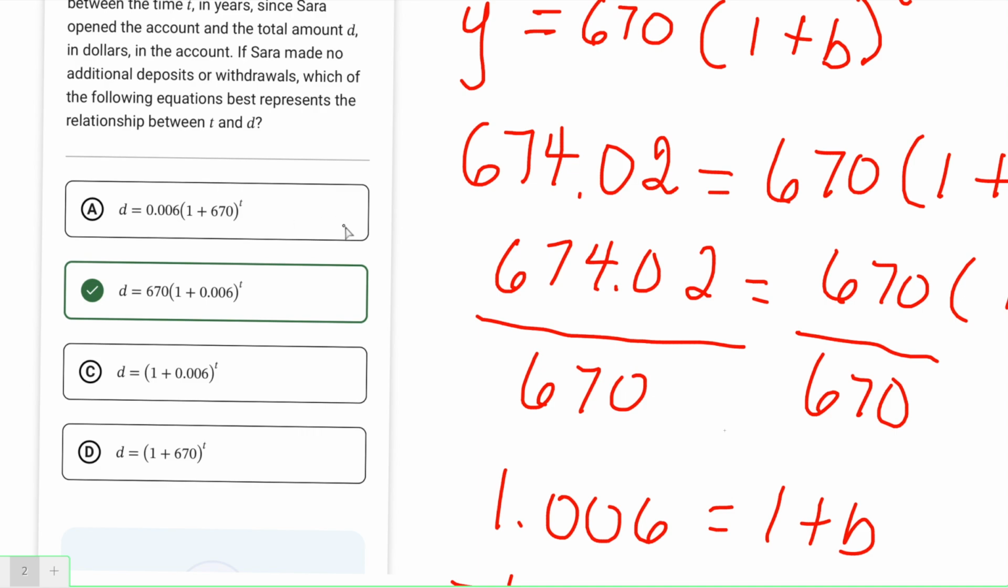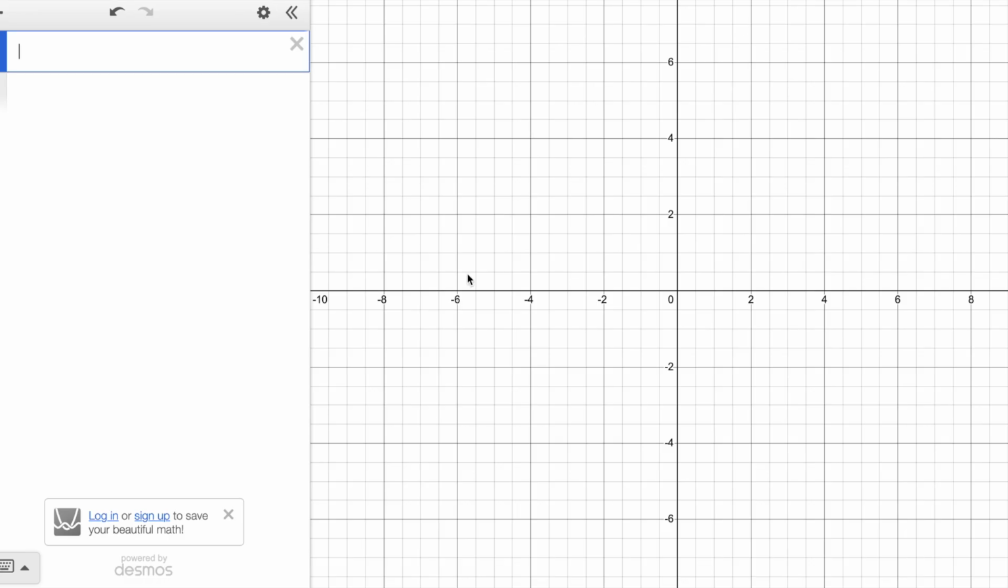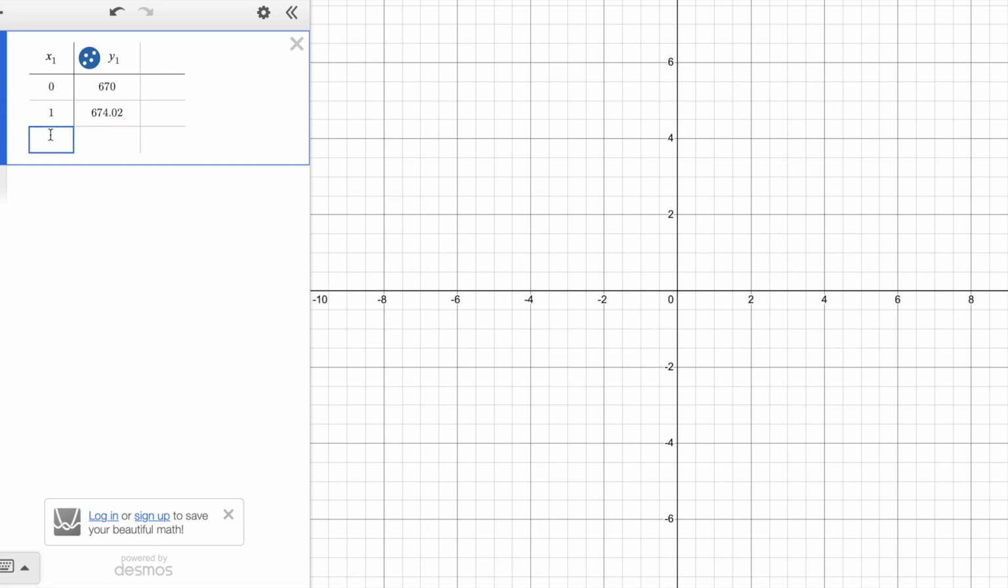Okay. All right, now let me show you how you could have done this in DESMOS. One way that you can do it in DESMOS is you go straight to this little plus sign right here. Click on that plus sign, input the table of all the data that you have. So we have 0, we started with 670. Then the first year we got $674.02. And then for 2 years, 678.06.